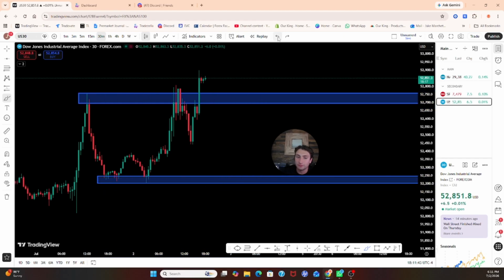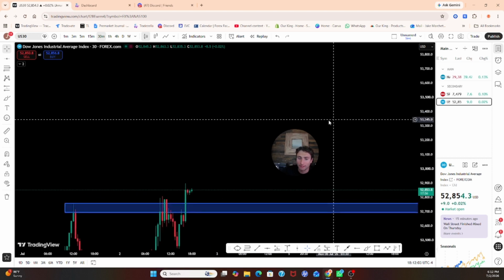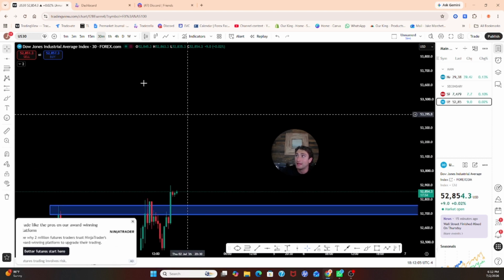Now that actually leads me into another key point: I don't mark off areas on the smaller time frames. I am only marking off areas on the 30-minute time frame or above. The 30-minute, the 1 hour, the 4 hour, and sometimes the daily. Those are the time frames that I am marking off the support and resistance areas on. So that's all my strategy is. It's super simple. It's super effective.